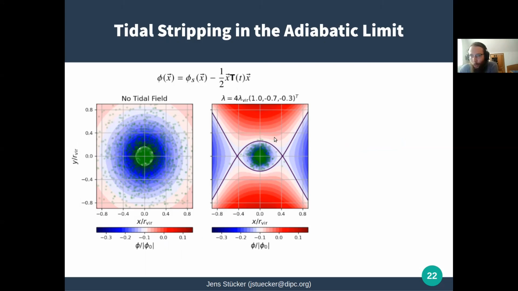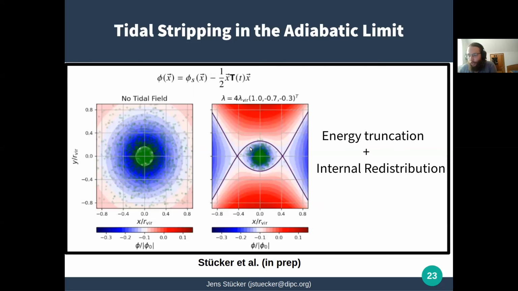And so there's two main effects which are happening here. So the first effect is that you basically remove all the particles which are above the energy level associated with this critical contour, and this makes an energy truncation. And the other effect is that you have this internal redistribution of energies, which then leads to maybe some additional particles being lost. And so if one assumes that this tidal field is added very, very slowly, then one can actually treat this in the adiabatic limit, where this problem becomes analytical because actions are conserved.